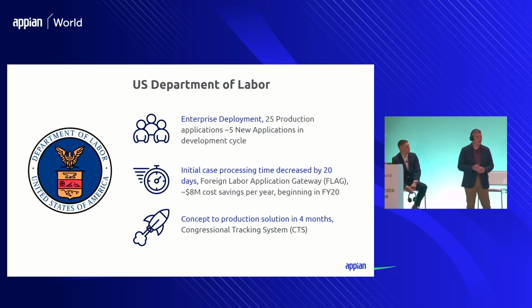But the two main pieces that I wanted to show was highlighting two of the main case management applications. So being able to increase initial case processing time, decreasing by 20 days, which had a substantial cost savings for their organization, as well as the congressional tracking system, which basically went from concept to production in just 4 months. They were able to build it very rapidly on Appian.